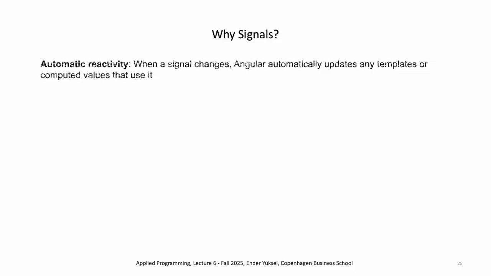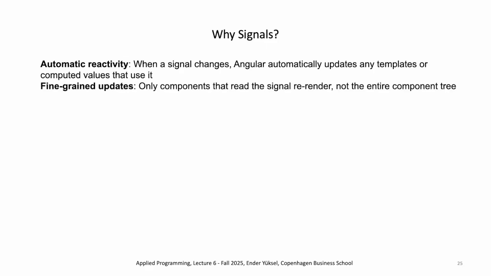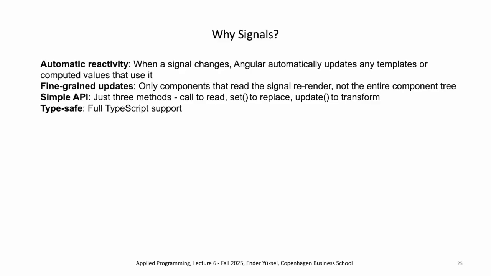Why signals? First reason is the automatic reactivity. When a signal changes, Angular automatically updates any templates or computed values that use it. Second reason is fine-grained updates. Only components that read the signal re-render, not the entire component tree. Another reason is the simple API, just 3 methods: call to read, set to replace, update to transform. It is also type-safe with full TypeScript support.